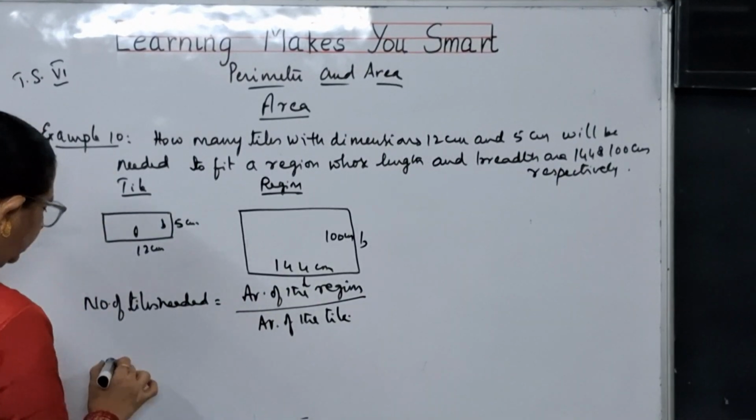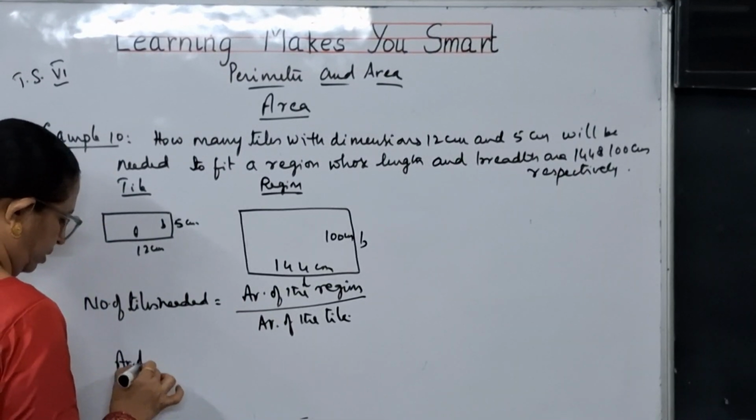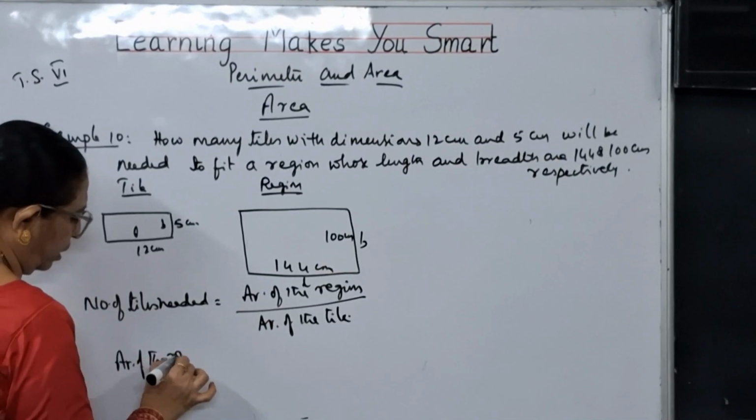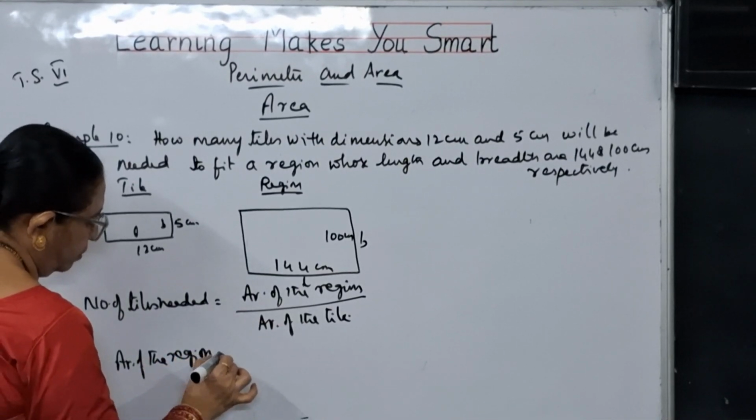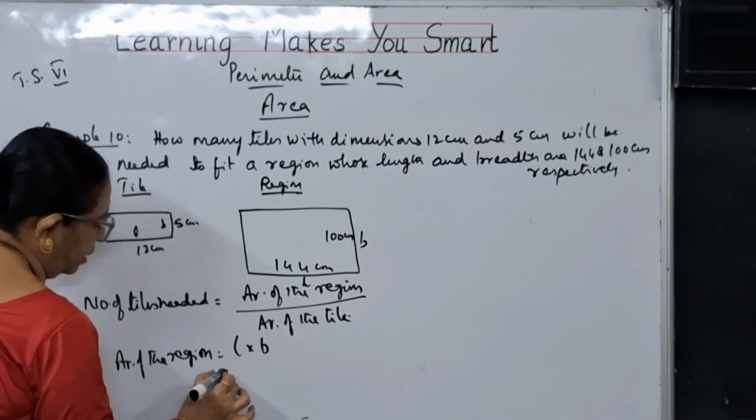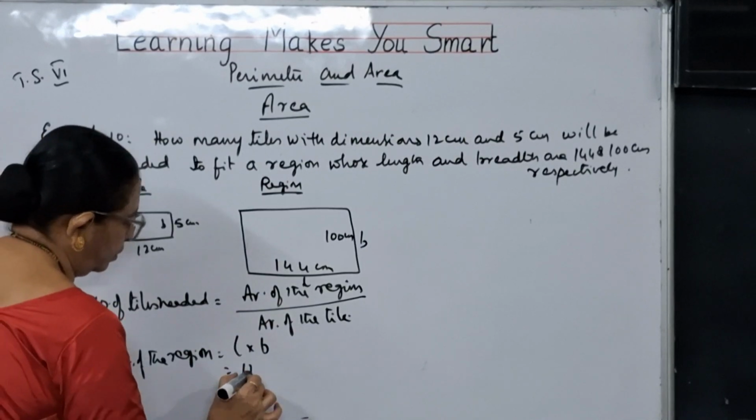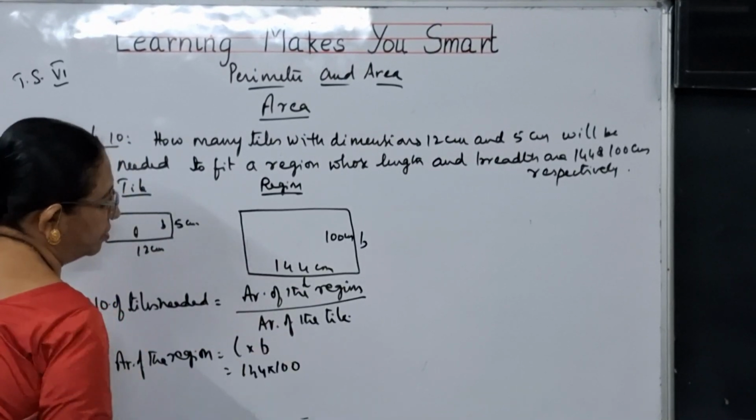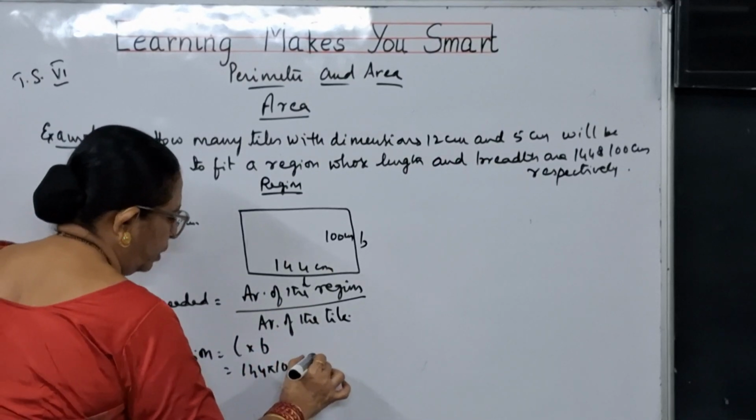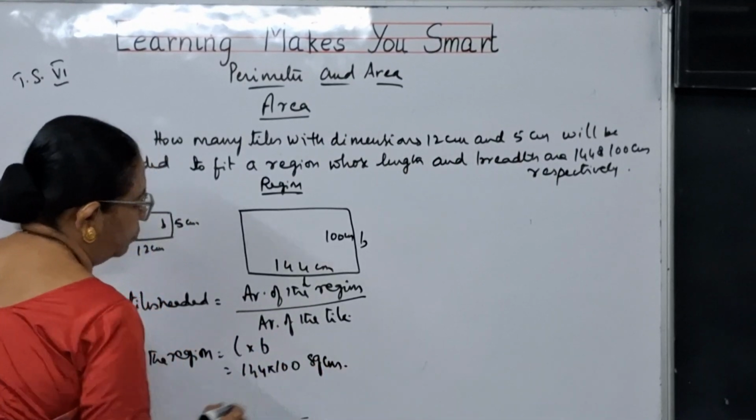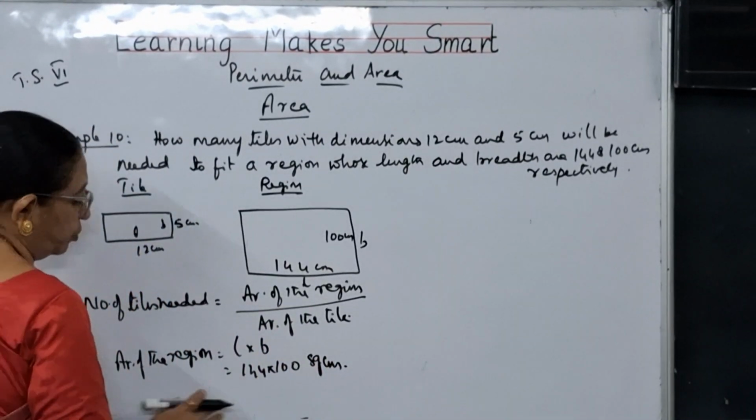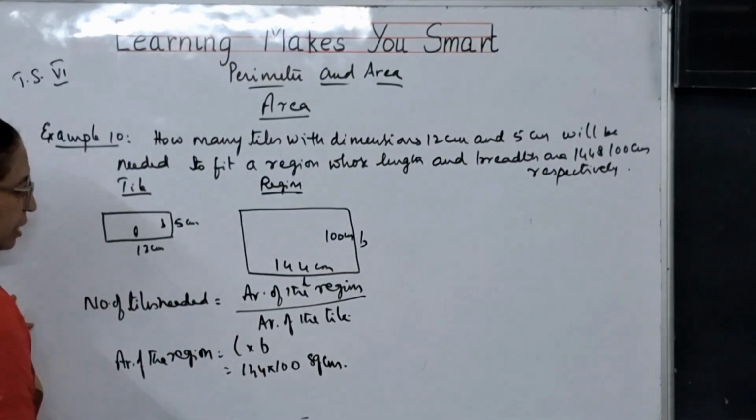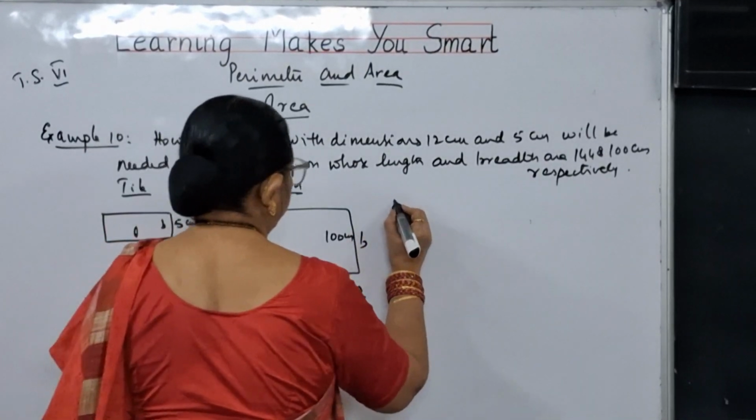So what is area of the region? Area of the region is equal to L into B, rectangle, no? So 144 into 100. Let us keep it like this only, because we are dividing, no? So if it is like this, it will be convenient for you to proceed with your sum. Area of the region is this. Now area of tile.